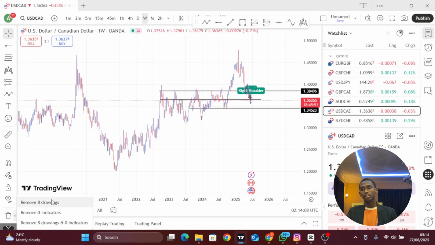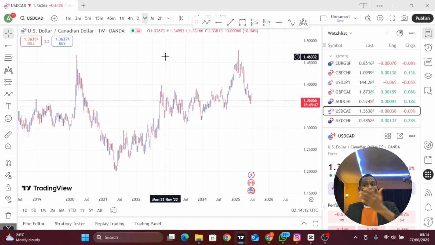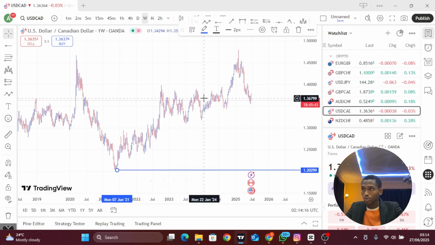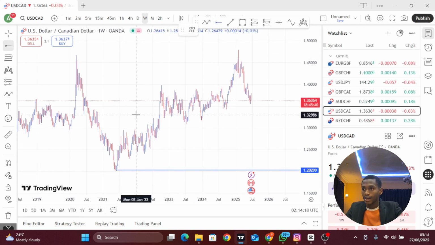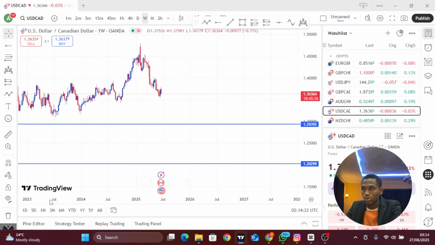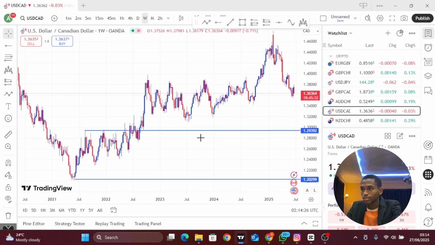First things first, let's delete all the drawings. Now, is USD CAD on an uptrend or a downtrend? According to the weekly time frame, let's count: low and then high. Let us move together. First things first, zoom in. So this is the low and this is the high.